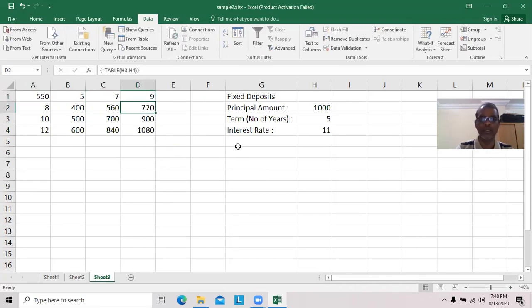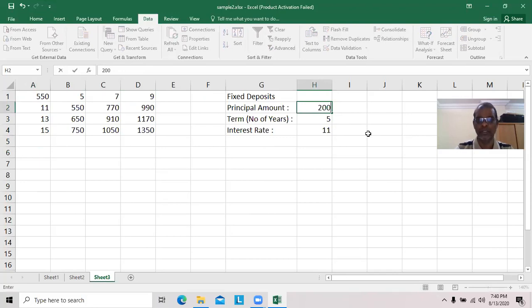We will check it. 1,000 rupees, 5 years, 11%. Here I am giving 11%. We will check it. We are getting 550 only. That's good. Similarly 15 rupees. What will happen, sir, if you deposit 2,000 rupees? We have to type it here. Everything will be changed as usual. Okay, now we are having only 1,000 rupees.